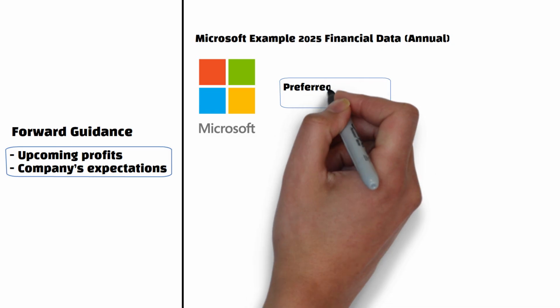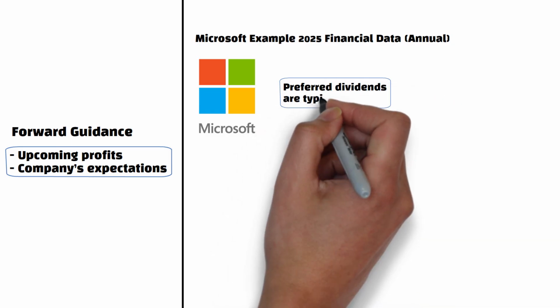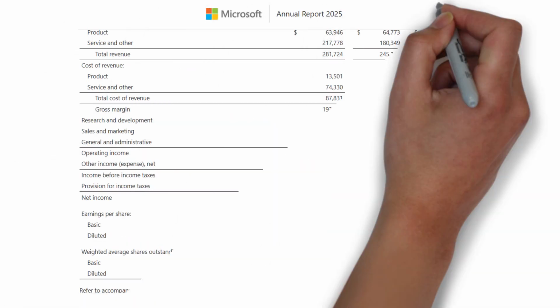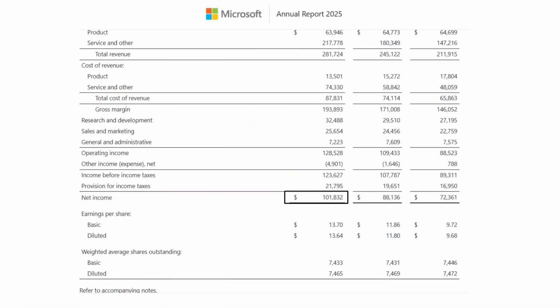Next, we'll use Microsoft as an example to help you understand how to apply the formula. By the way, for Microsoft, the preferred dividends are typically 0, which simplifies the numerator to just net income. If we had preferred dividends, then we would simply subtract it from net income.